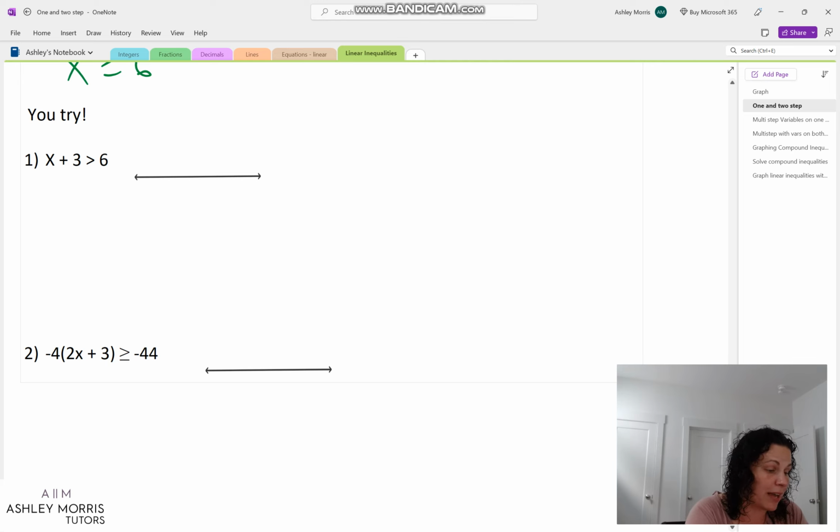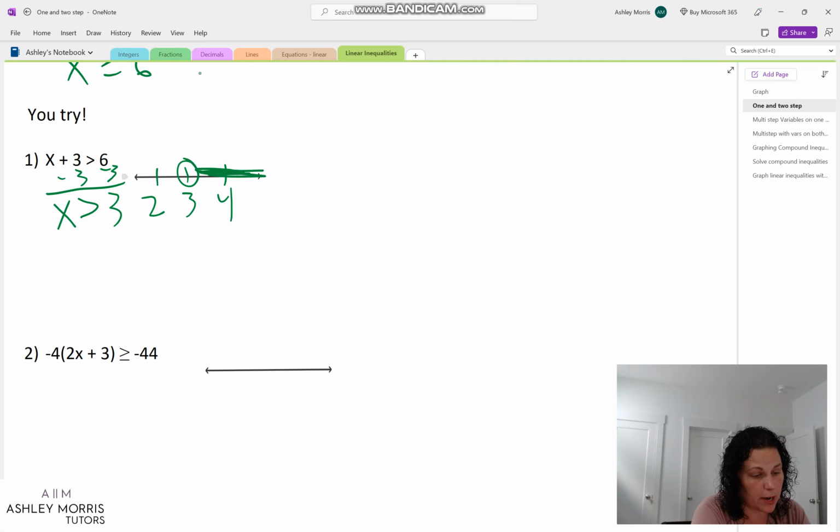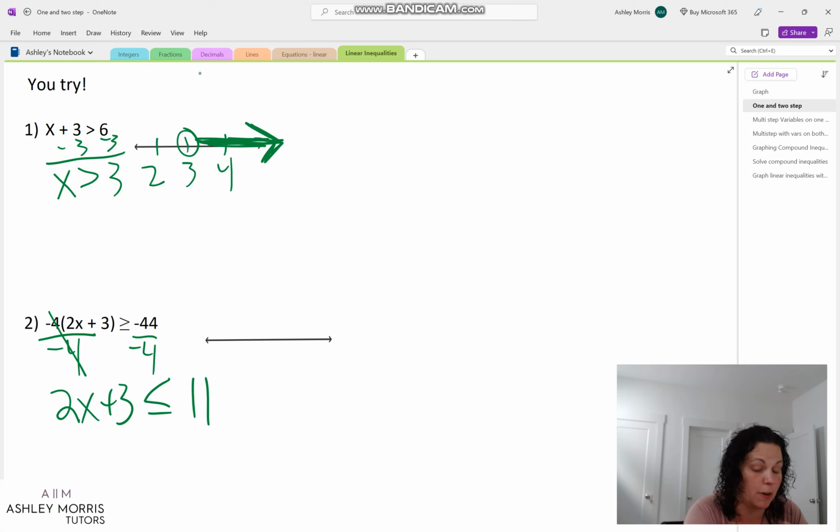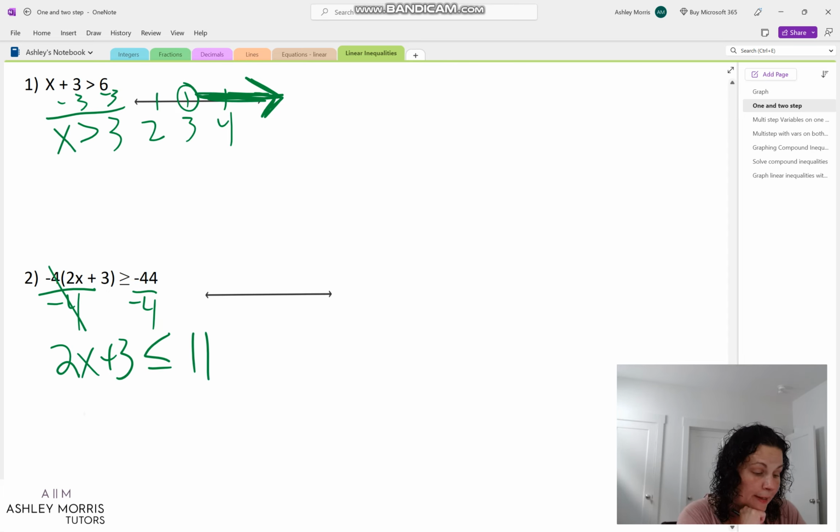Okay, so number 1, we have plus 3, so we're going to subtract 3 from both sides. So 2, 3, 4. Open circle, shade to the right because that's the greater than. Number 2, you could distribute if you wanted to, but I'm going to skip that step and just divide. Divide by negative 4. Either way you want to do it is fine, as long as you remember I divided by a negative, so I got to flip that over and make it less than or equal to.